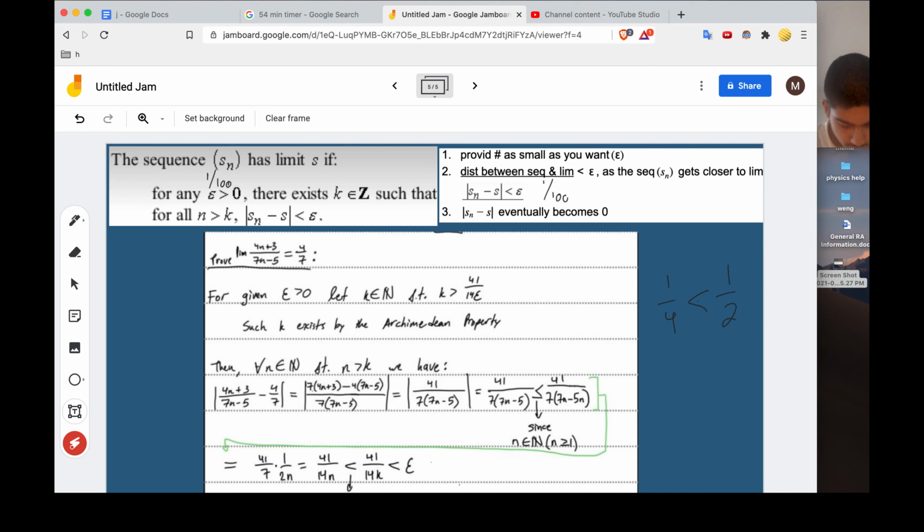And altogether we said that this s of n minus s is less than epsilon. This is the final thing, right? And we proved this. This is how we do the limit proof. We just want to prove it like this. The main takeaway is we want to make it into s of n minus s, and we want to write it in this kind of form.